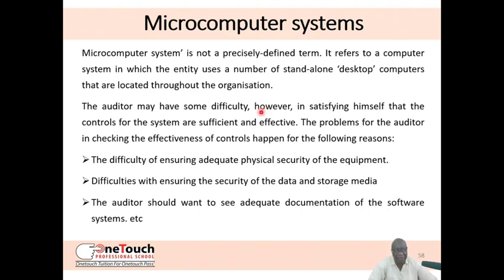The auditor may have some difficulty, however, in satisfying himself that the controls for the system are sufficient and effective. Since everybody is using personal computers, to be sure of the controls, you have to go through all the system, which is very difficult. So that is the problem you, the auditors, face. The problem for the auditor in checking the effectiveness of controls happens for the following reasons. In microcomputer systems, almost everybody in the organization is using a PC.